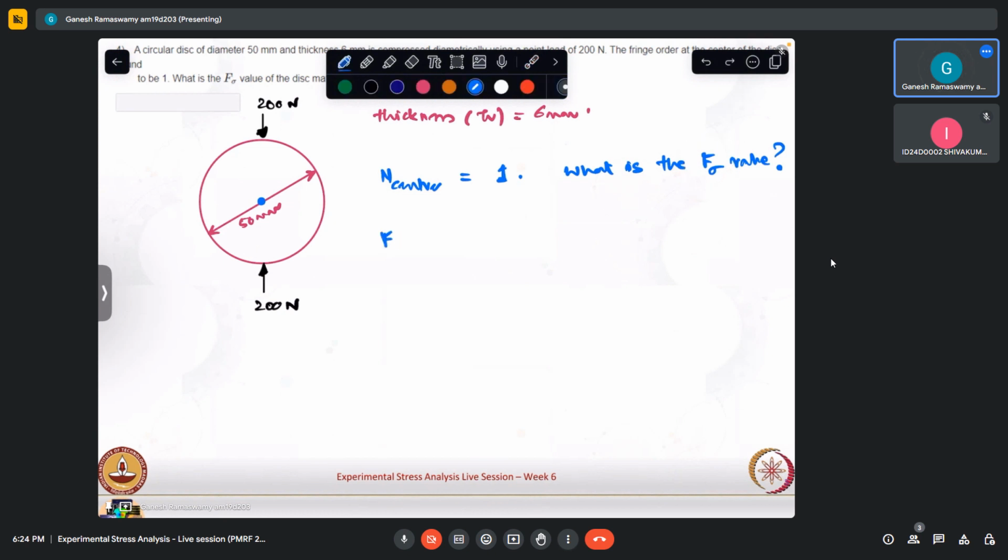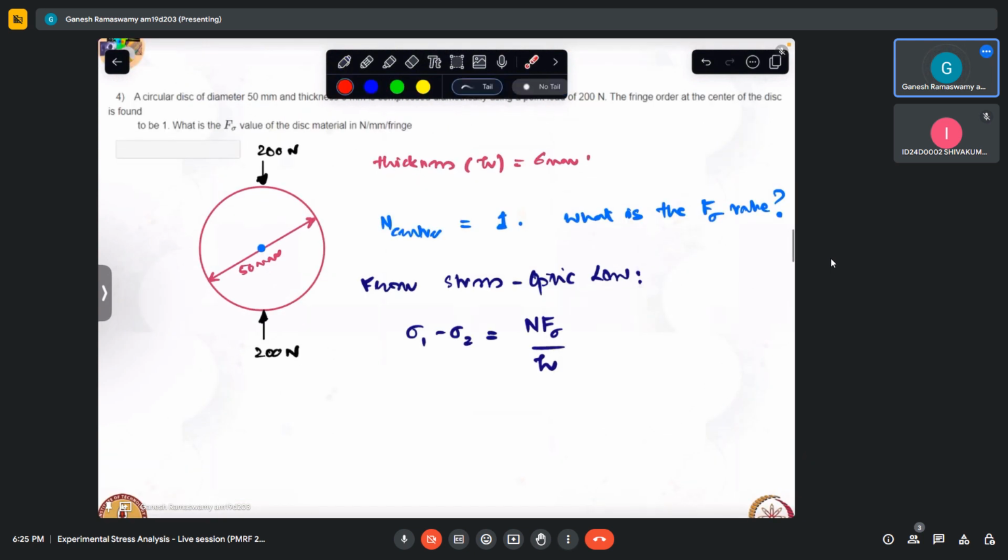Now from the stress optic law, we know sigma 1 minus sigma 2 is given by n F sigma by h, where h, which I just defined, is the thickness of the model, n is the fringe order, and F sigma is called the material stress fringe value, which has units of Newton per mm per fringe, and that is what is asked for this problem. So we have this equation at our disposal.